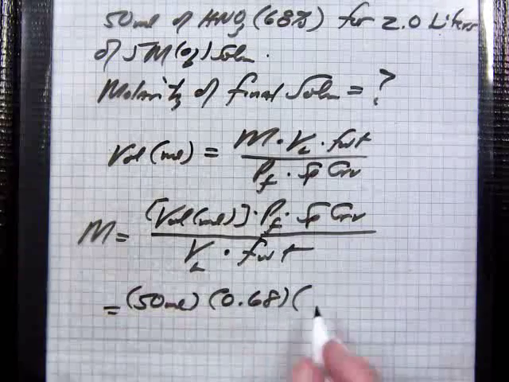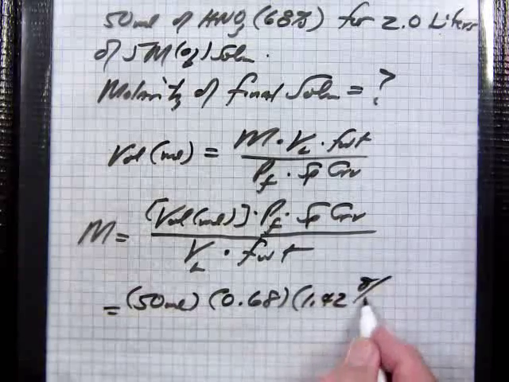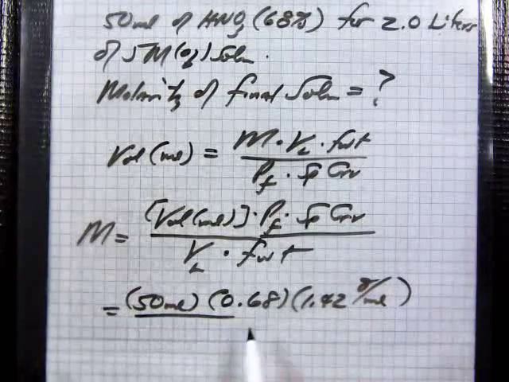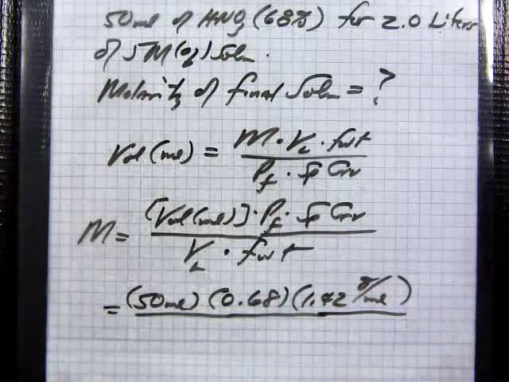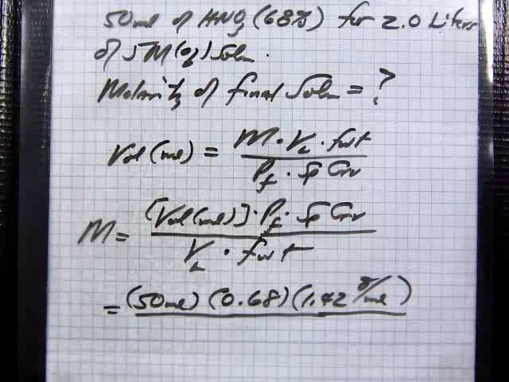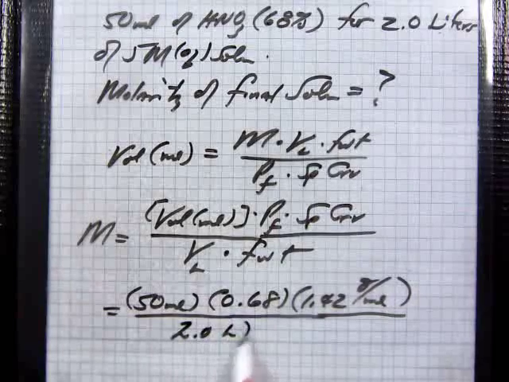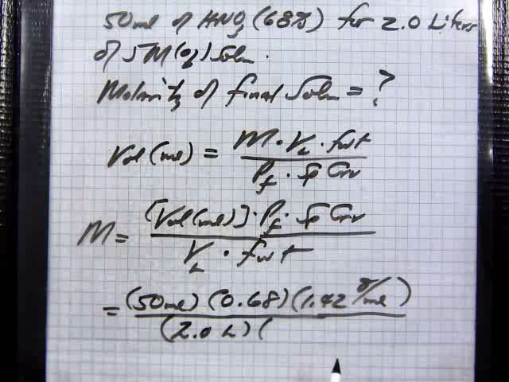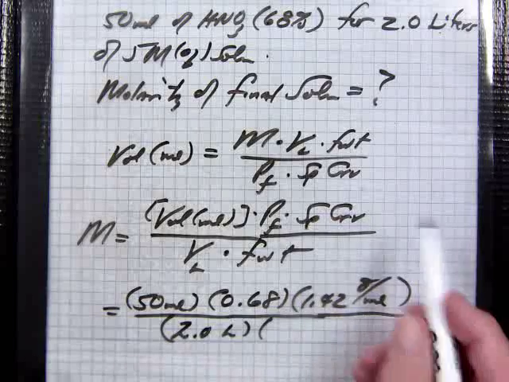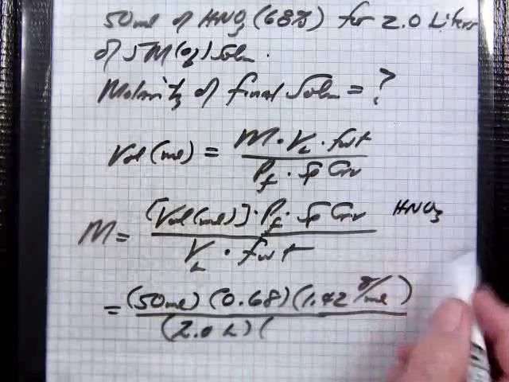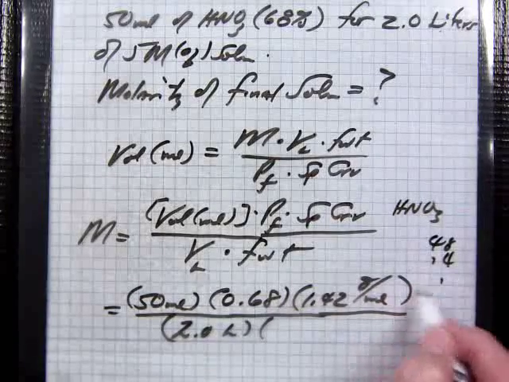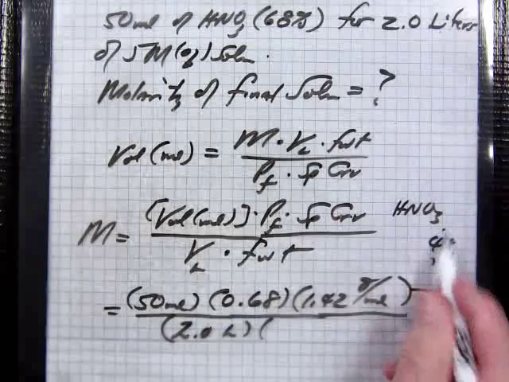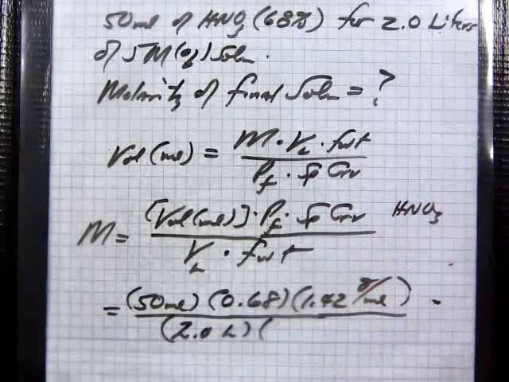Specific gravity is 1.42 grams per mil. And the volume, 2 liters. There we go. And the formula weight of nitric acid, did I put that in there? I'm going to put it in there. So what is that? HNO3 has 48, 14, and 1. 12, 13, 4, 5, 63. Okay, 63 grams per mole.